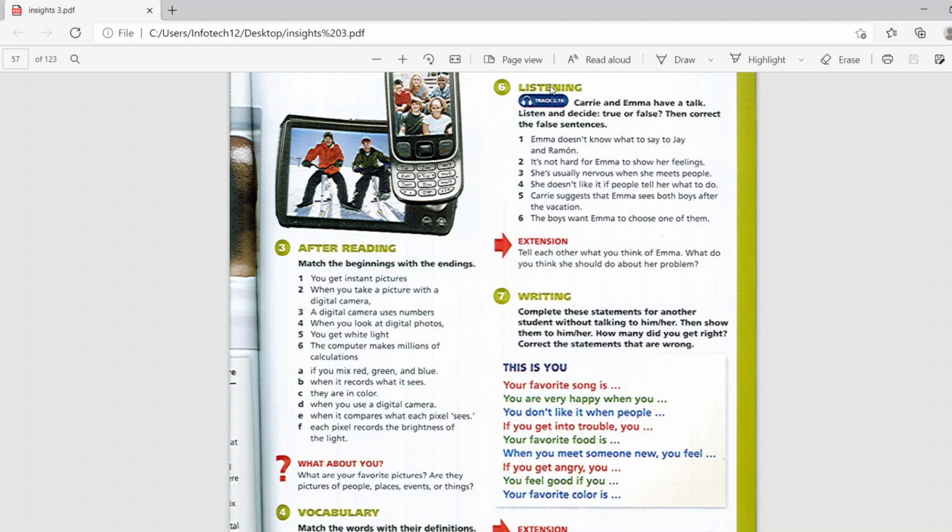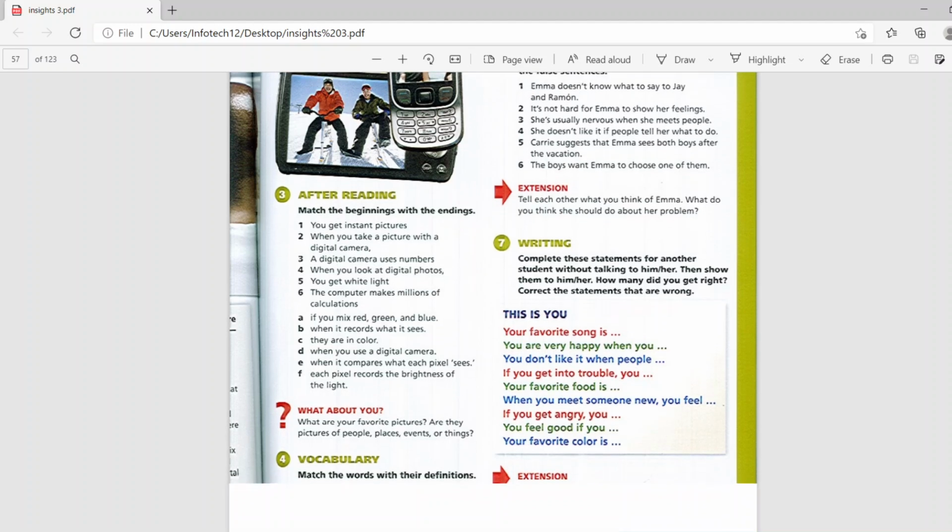Okay, guys, after the listening, remember, you are going to listen to the audio and then you are going to correct the false sentences. If it is true, you don't have to do anything, okay? Then you are going to have exercise number 7. This is our writing, okay?